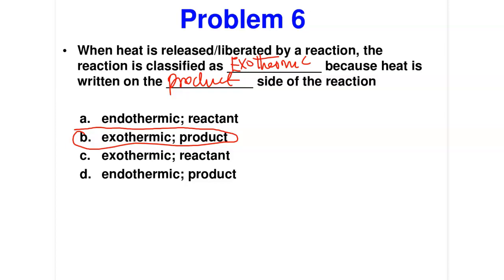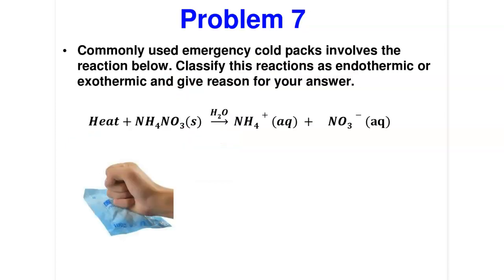So now we go to the last problem in this chapter, problem 7, which happens to be the last but not the least of our problems. It says commonly used cold packs, or emergency cold packs, involve the reaction below. The reaction simply is when ammonium nitrate dissolves in water. Now, most of these cold packs contain one part of water, one part of ammonium nitrate. So usually when you break it, it mixes with water, and then you find that it begins to get cold. You have to smash it very hard for it to break and mix.